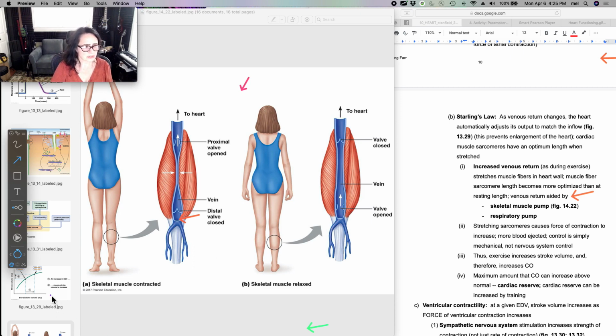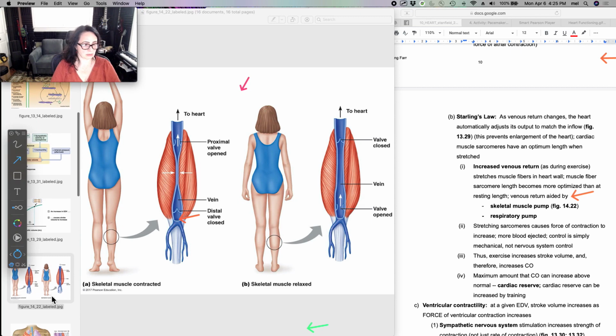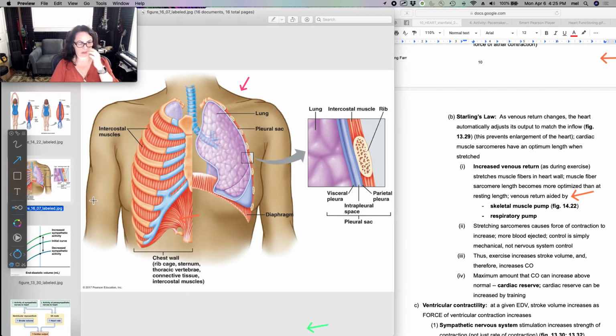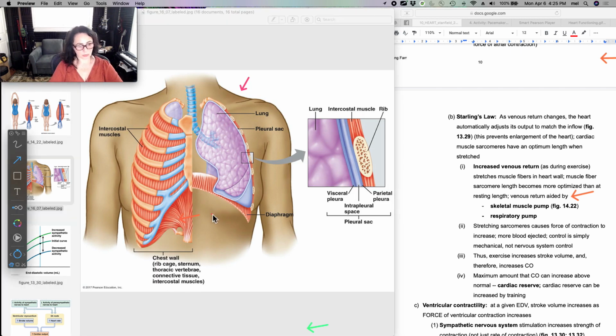And then there's also what we call the respiratory pump. And the respiratory pump is just kind of cool. They didn't have a good picture of it in your textbook, but I think I can explain it to you. So here's the deal with the respiratory pump. When you breathe in, your diaphragm moves down, right? So when you inhale, your diaphragm moves down. When you exhale, your diaphragm relaxes back up, moves down, relaxes back up.